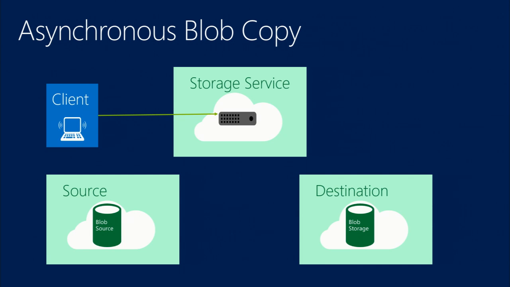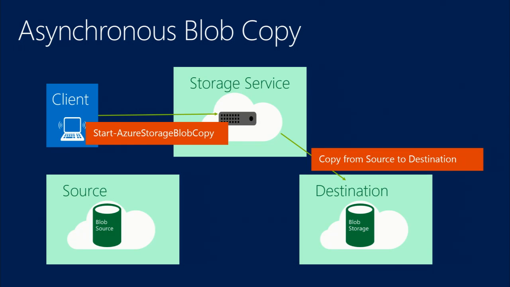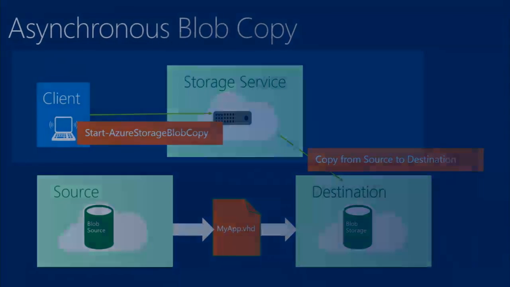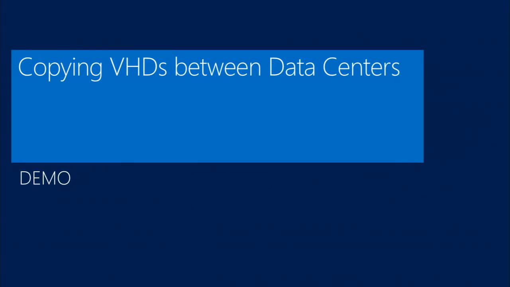So this is why the async blob copy service was created. The general idea is you call Start-AzureStorageBlobCopy, and it makes a request out to the destination server that tells it to download a blob from the source server. So this source can be anywhere. It could actually be in Amazon. It could be on an FTP server, anywhere that's publicly addressable. As long as that storage service can get to it without needing authentication, then it can actually copy it. So let me show you a couple of examples of how to copy VHDs between data centers.